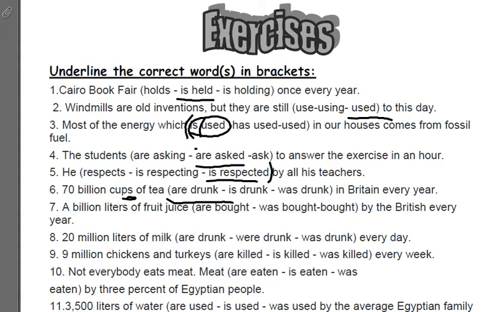1 billion liters of fruit juice was bought by the British every year. So it's our boat. 20 million liters of milk every day. So, of course, it's our drink, liters, plural. 9 million chickens and turkeys every week, the same, which are killed, the same idea.